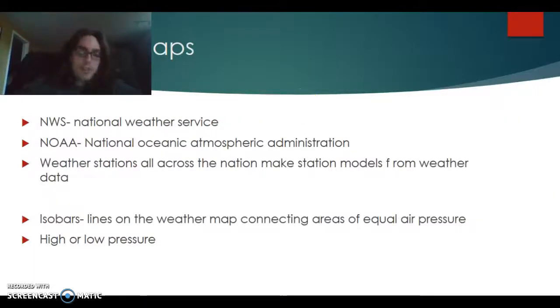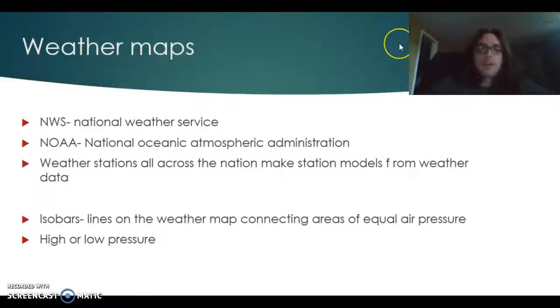And so they have these things called weather maps that meteorologists look at, and they are made by the National Weather Service in conjunction with the National Oceanic Atmospheric Administration. So this is really just like a bunch of guys on boats and then on the coast taking atmospheric data. And then the National Weather Service has weather stations all across the nation. And they make the models from weather data that we get from weather balloons, anemometers, barometers. All that stuff is put together to make one big model for the whole nation. And that's how they make weather maps.